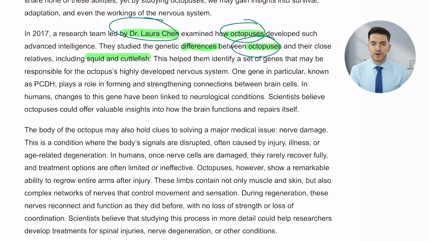So let's start underneath where we found the answer for question 2, which is around here. This helped them, genes, okay, that may be responsible, okay, one gene in particular, known, there we go. There's the gene straight away, PCDH, plays a role, there we go, forming and strengthening connections between brain cells. So if you look there, there's 2 functions. It's got forming. Forming is just another word to create something. And then it's also got another function, which is strengthening. So it looks like forming is number 1, the first function, and then strengthening is number 2. But if you remember, the question said only creating brain cells.